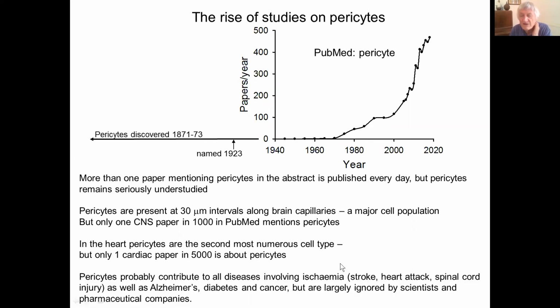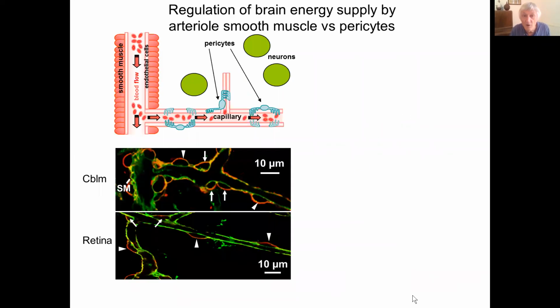So clearly we're missing out on some therapeutic opportunities because pericytes contribute to all diseases involving ischemia, such as stroke, as we're here today, heart attack, spinal cord injury, as well as Alzheimer's, which I'll talk about today, and some other diseases. But they're largely ignored by scientists and big pharma. So I'm going to try to persuade you to work on pericytes.